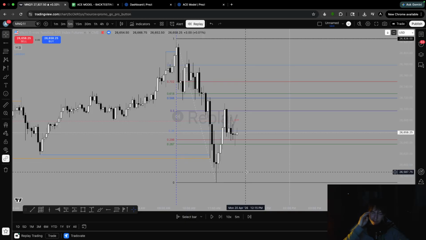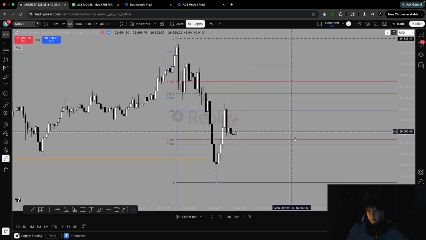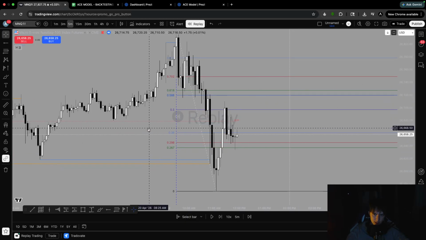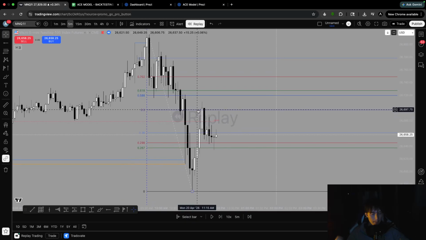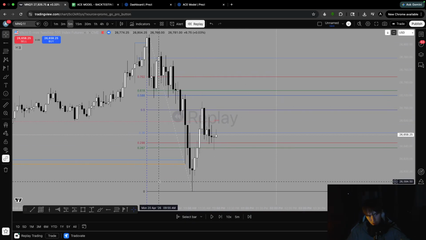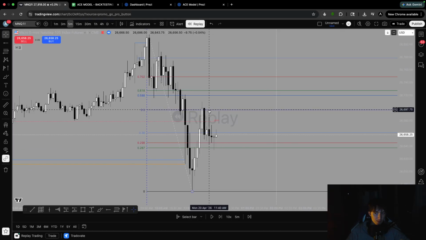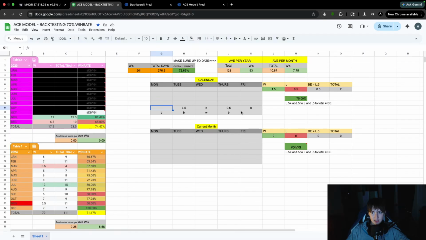Now, you might be asking, we closed above this 0.5. This is the only scenario where it's valid to close past 0.5, and it's on a scenario 1 trade where we sweep the London high and London low. So this is a W.